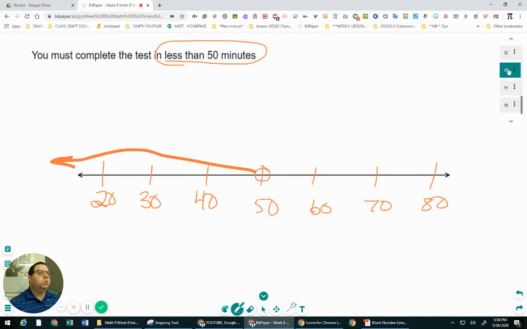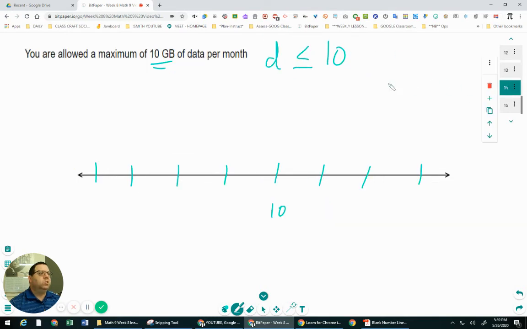Did I actually plot a solution for the last one? So time is supposed to be less than 50 minutes. Sorry, I should have done that. It just occurred to me.